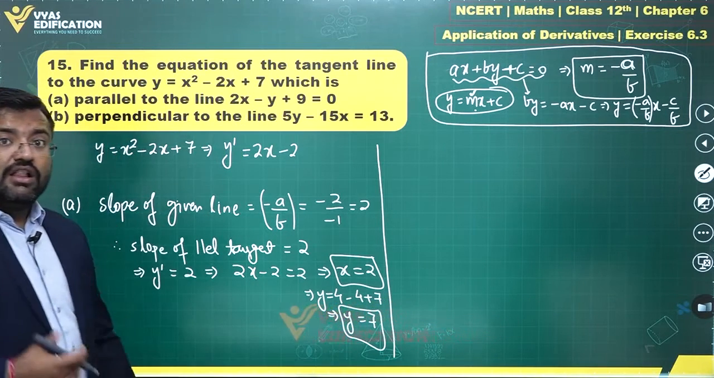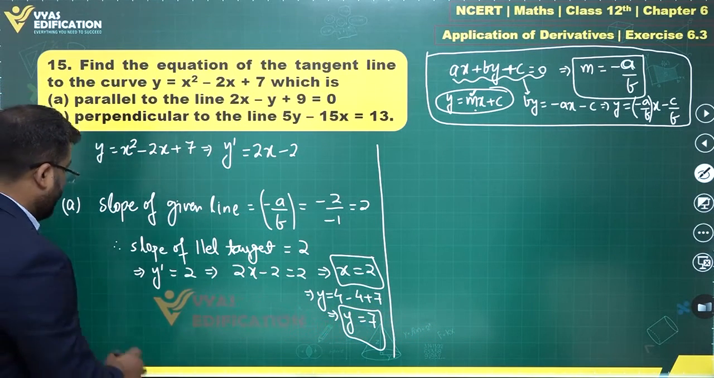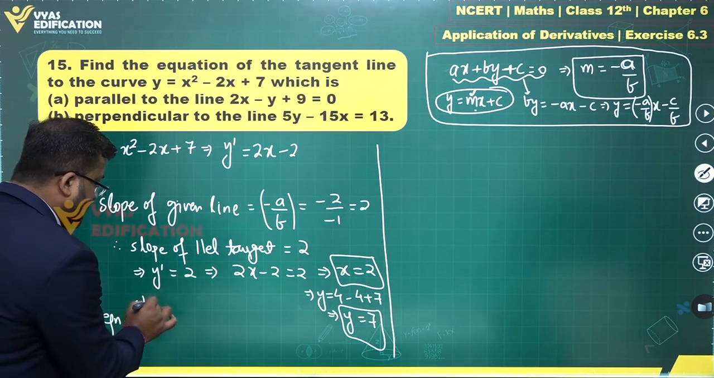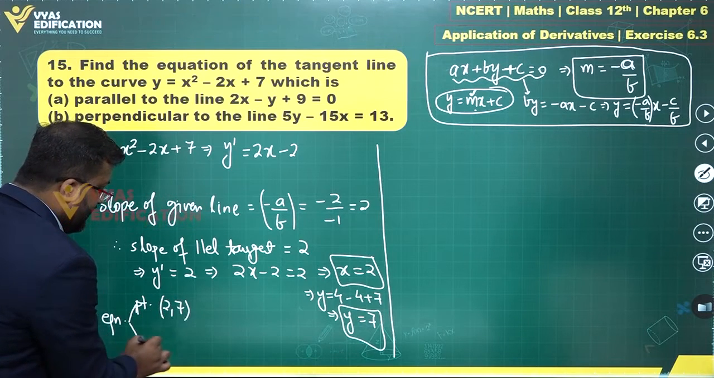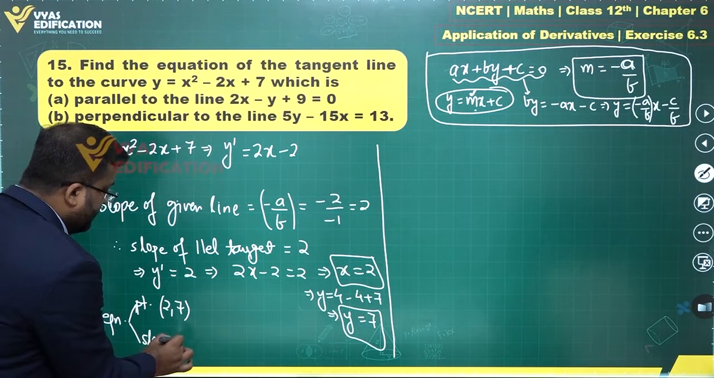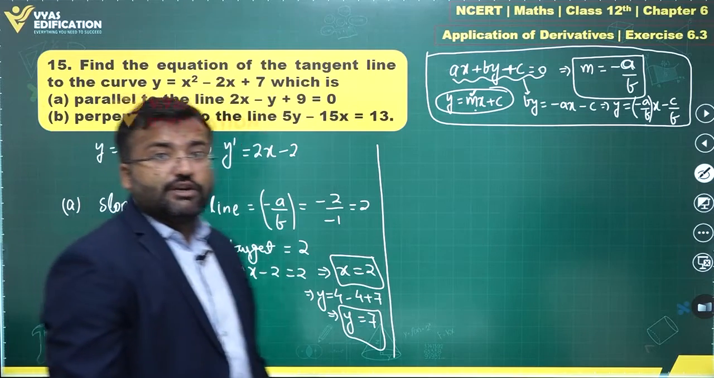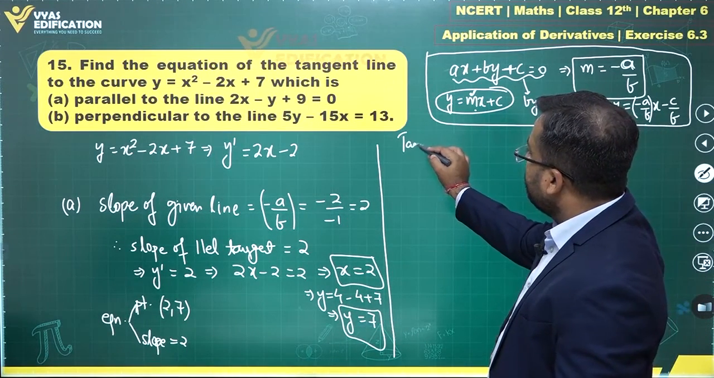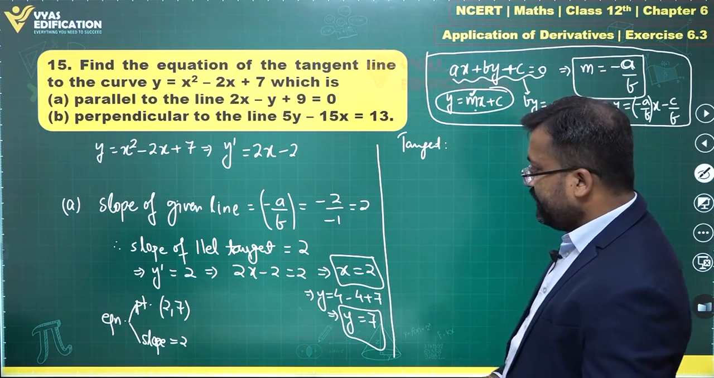That's what you obtain. The point is known, the slope is known. For the tangent, the equation of the tangent you can find with the help of the point. The point is (2, 7), and the slope is equal to 2. For the equation, you need these two things. On the basis of these two things, the equation of the tangent can be found.